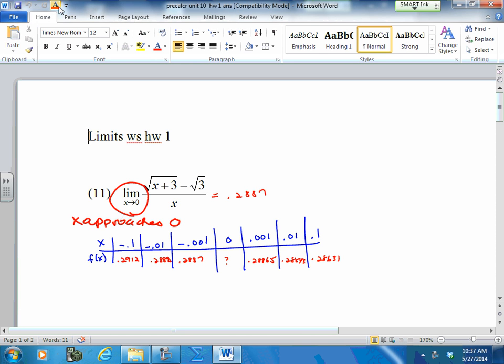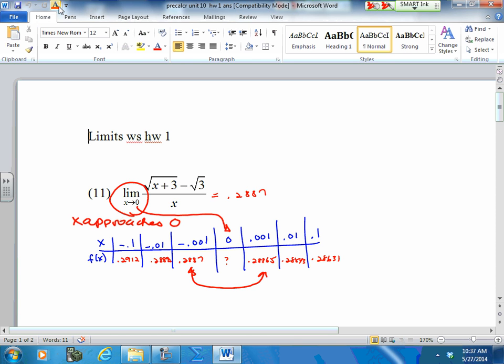Now, an easy way to do this in your table is, once you determine which x you're looking at, say the 0, make your increments 0.001, look to the left, look to the right. If these are the same, that's the number it's going to approach. If they're different, it's not going to have a limit. It's going to jump. If it approaches that same number, it's going to have a limit there.